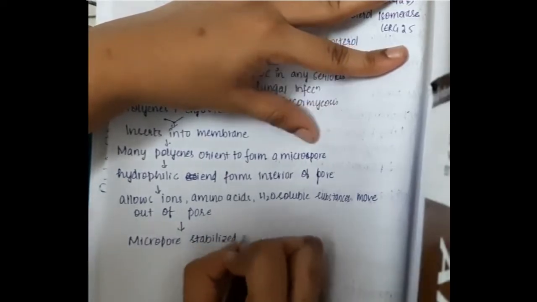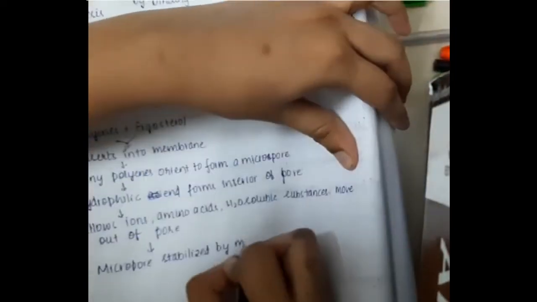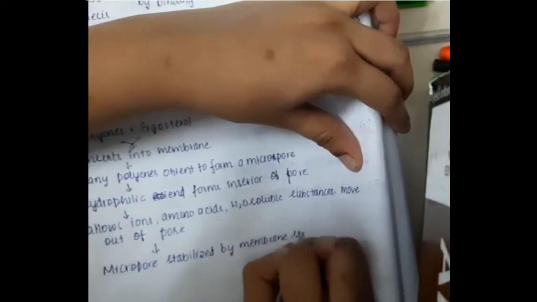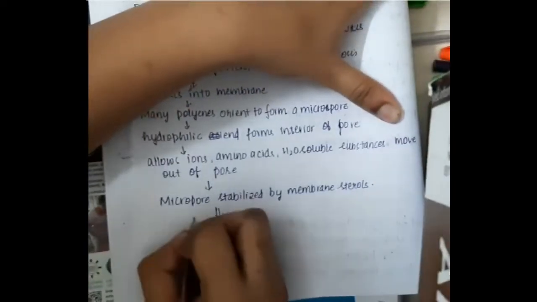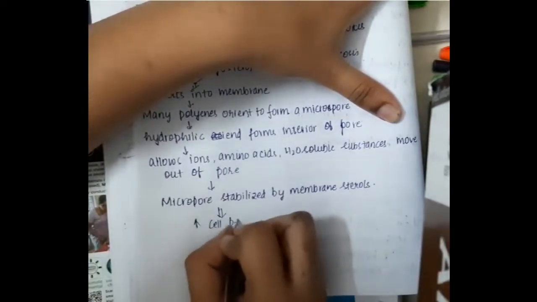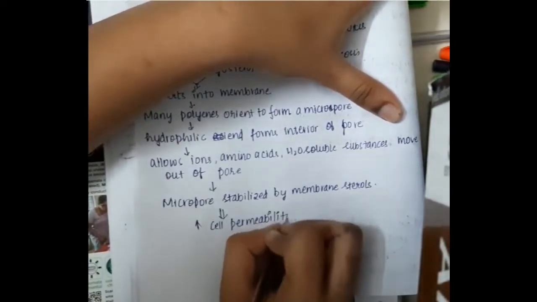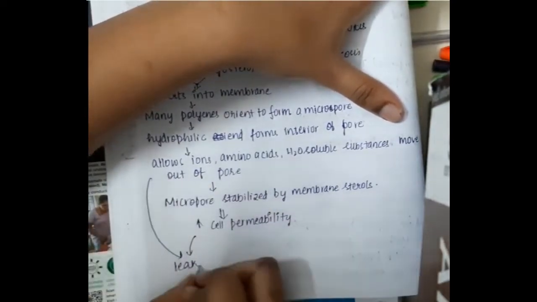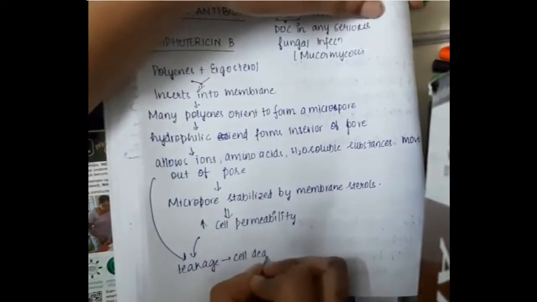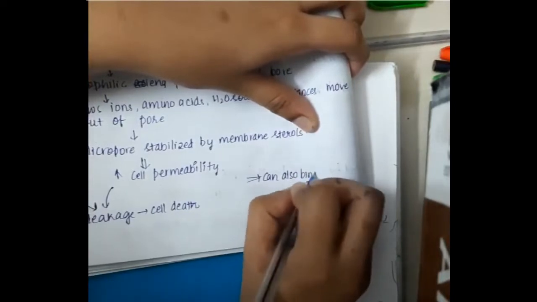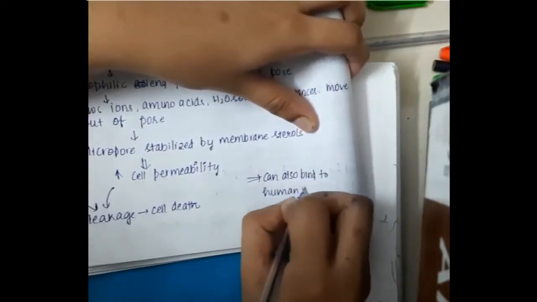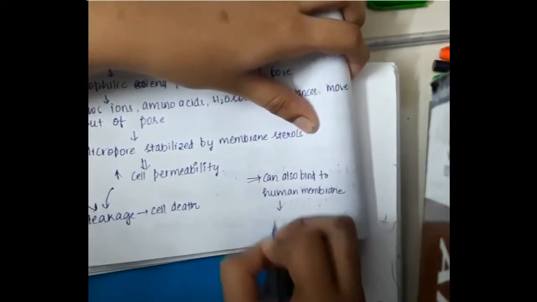The micropore is stabilized by membrane sterols, and thus it increases the cell permeability. Both these causes leakage of the cell, leading to cell death. Now this amphotericin B can also bind to the human cell membrane and thus it causes toxicity.